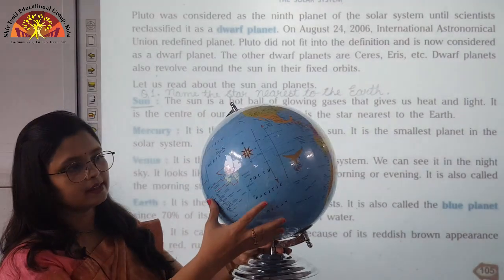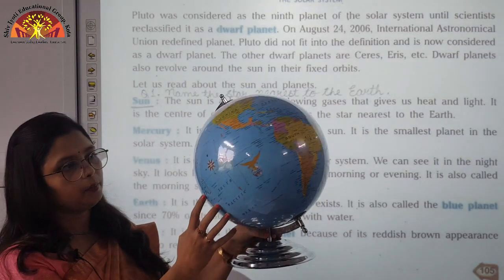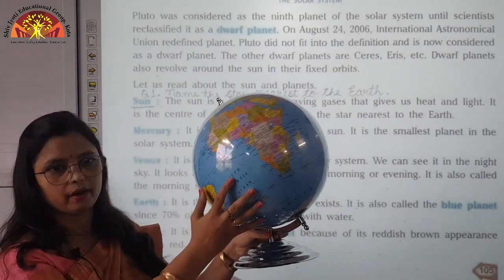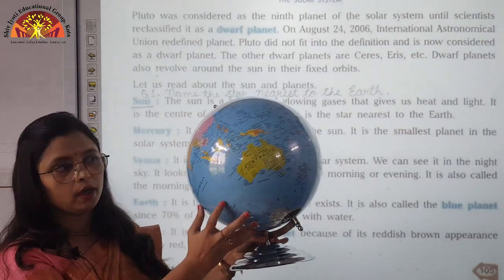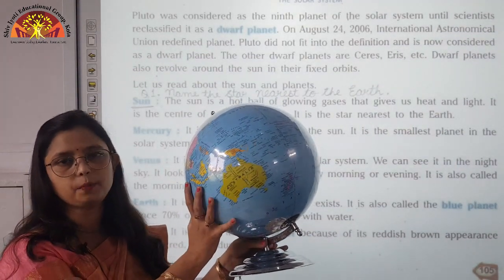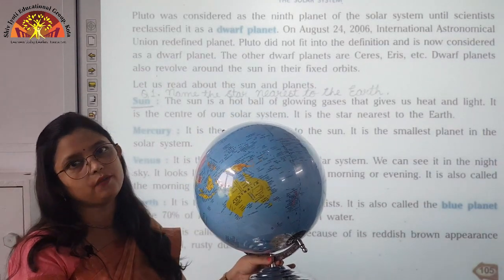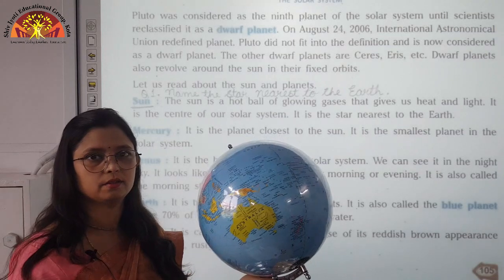So, see children, this is the small model of the earth, we call it a globe. You can see that the maximum part of this globe, or the model of earth, is blue. Now, why is it blue? Because this blue is representing water. So, 70% of the earth's surface is surrounded by water. That is why we call it the blue planet.